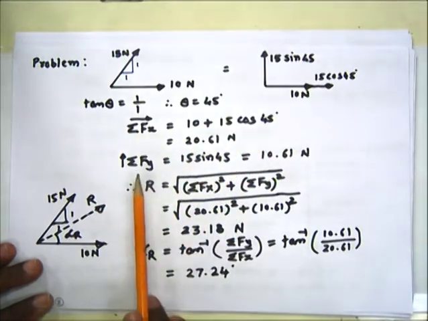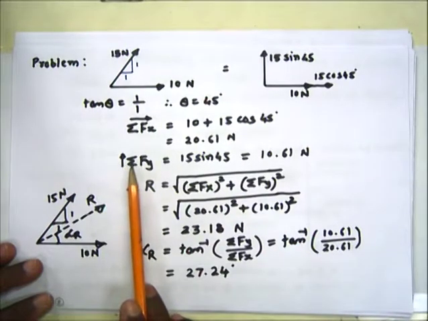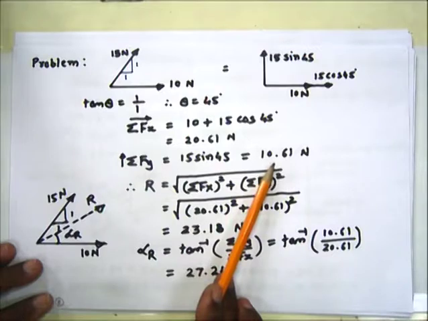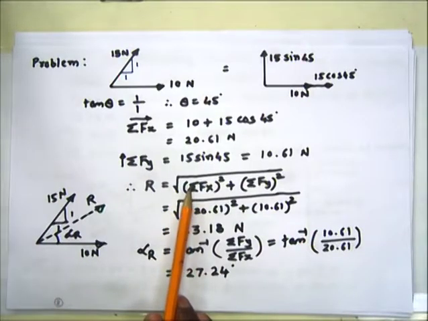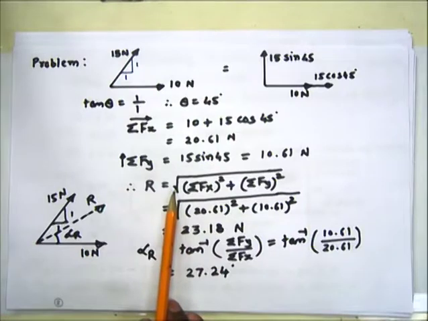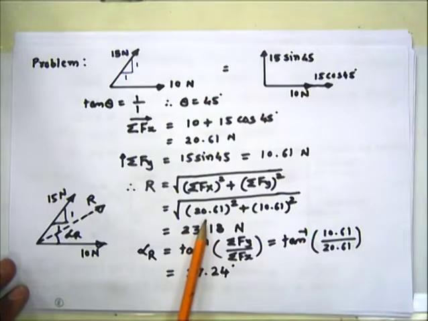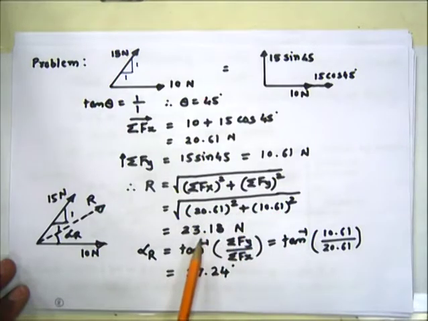While in the y direction doing the summation, there is only one component, and considering this upward sign as plus, we will have 15 sin 45 as a plus value, and that is 10.61. Then putting the values of sigma Fx and sigma Fy into this formula, we will get the resultant force magnitude. So here the root of sigma Fx, that is 20.61, plus 10.61, square of that, finally we will have the value 23.18 kN.